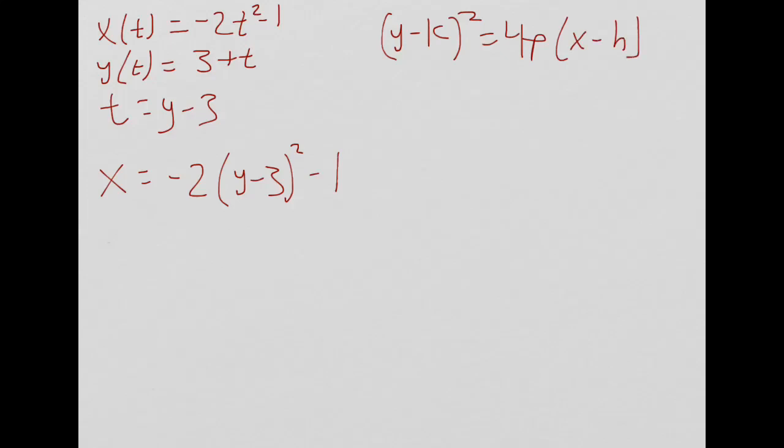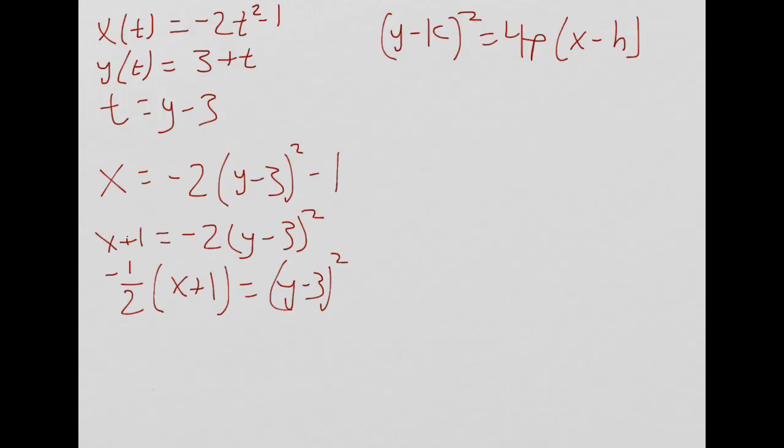So we need to add 1 to both sides to get x plus 1 equals negative 2 times (y minus 3) quantity squared. And we need to divide by 2 on both sides. So we are going to get negative 1/2, which is the same as dividing by negative 2, times (x plus 1) equals (y minus 3) quantity squared. So now I know that if 4p equals negative 1/2, then p equals negative 1/8.